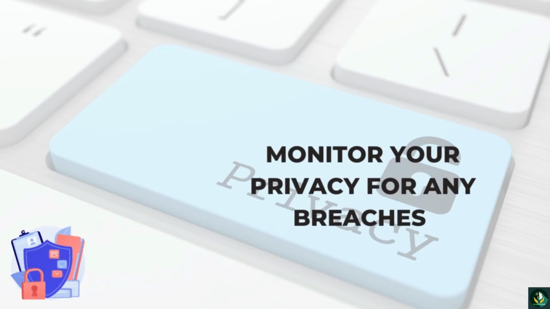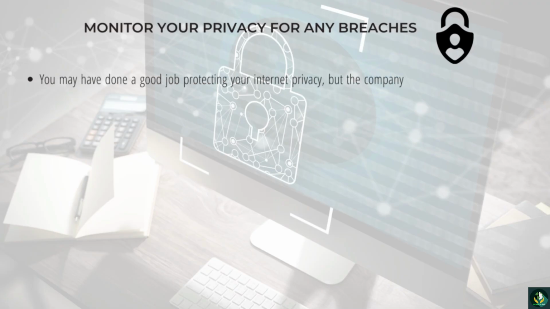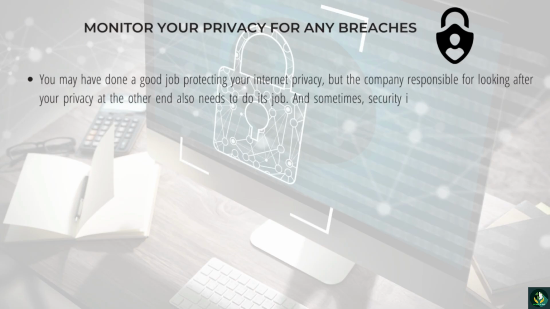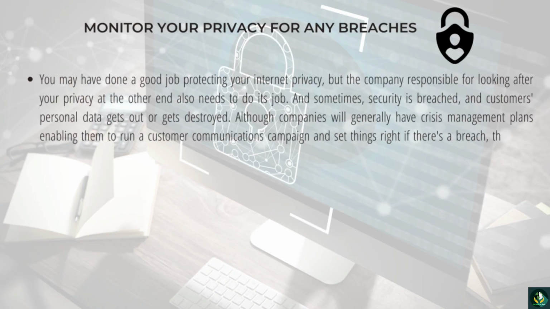Monitor your privacy for any breaches. You may have done a good job protecting your internet privacy, but the company responsible for looking after your privacy at the other end also needs to do its job. And sometimes security is breached and customers' personal data gets out or gets destroyed. Although companies will generally have crisis management plans enabling them to run a customer communications campaign and set things right if there's a breach, there are several things you can do to keep yourself well protected.